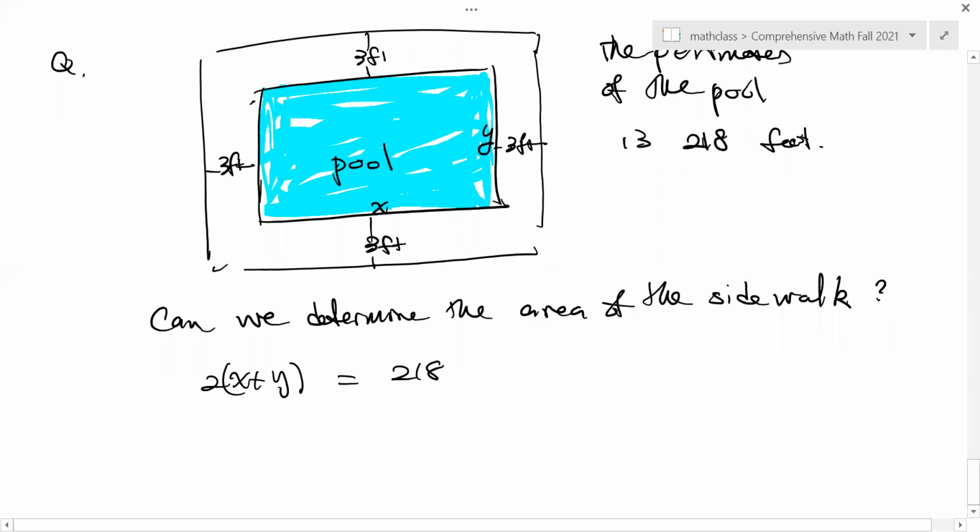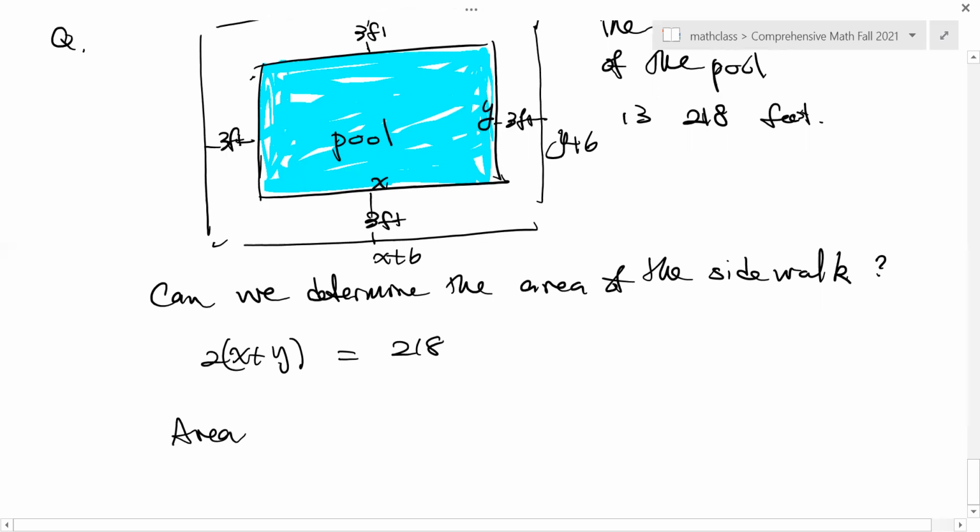Okay, so now let's calculate the area of the sidewalk. I use a subtraction to calculate the area. So this side will be Y plus 6, and this side will be X plus 6, because you add the two sides. So the area of the sidewalk is going to be the difference of those two areas, the areas of those two rectangles.